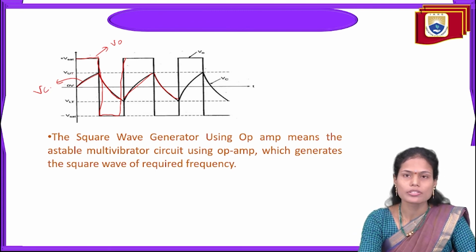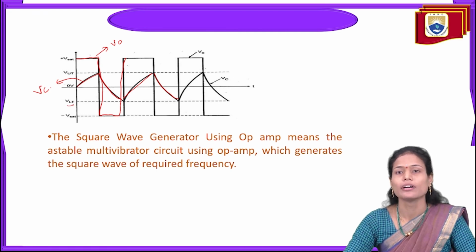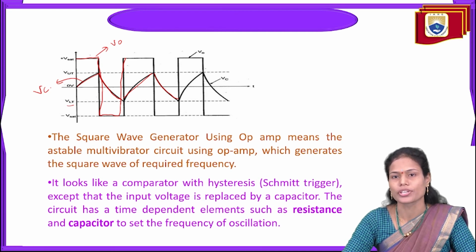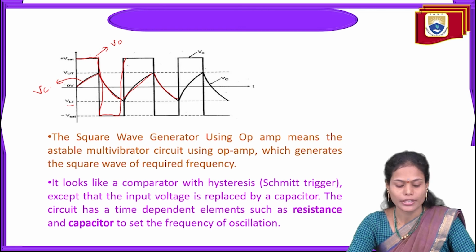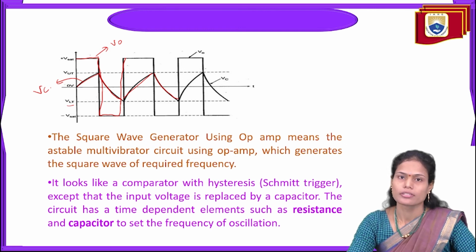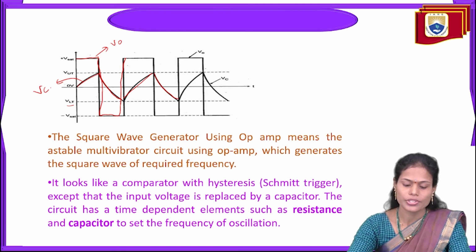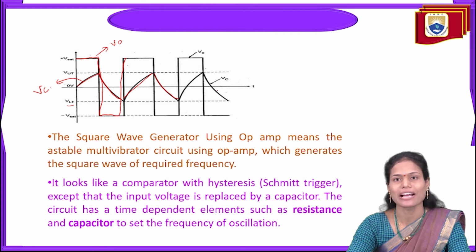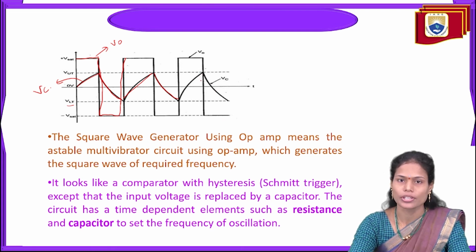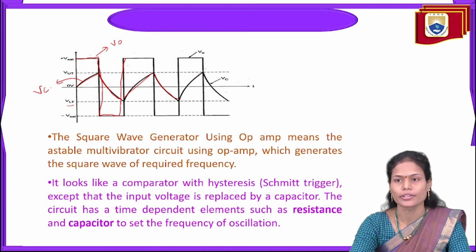Here VUT is the upper threshold voltage, and VLT is the lower threshold voltage. This particular circuit is similar to the comparator with hysteresis, or Schmitt trigger, except that the input voltage is replaced by a capacitor voltage here. Instead of the input voltage, we are using the capacitor voltage. If we were using the input voltage, it would become the comparator circuit.